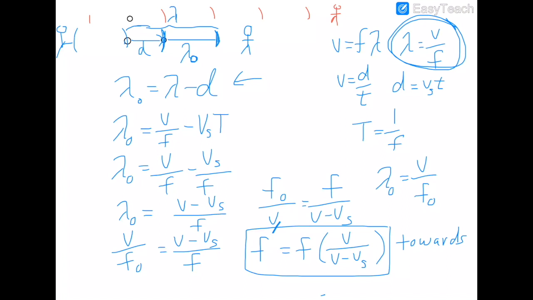So F prime equals F times V over V plus Vs. And this would be what happens if it's going away from you. So you could use this equation if a sound source making sound is coming towards you or away from you. The only difference is the sign in the denominator. So that is talking about a sound source coming towards you or away from you. You would use these equations.